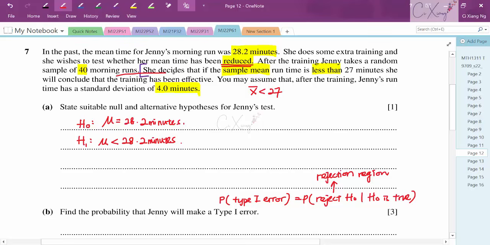If the training has been effective, it means that the mean time reduced, right? So if mean time reduced, that means you reject the null hypothesis, correct or not? The training has been effective means that we accept the alternative, where the mean time reduced. At the same time it also means that we reject the null hypothesis, and this means that the mean smaller than 27 is actually the rejection region. All right, so we are going to use this information to calculate the type 1 error. Okay, so let's start.